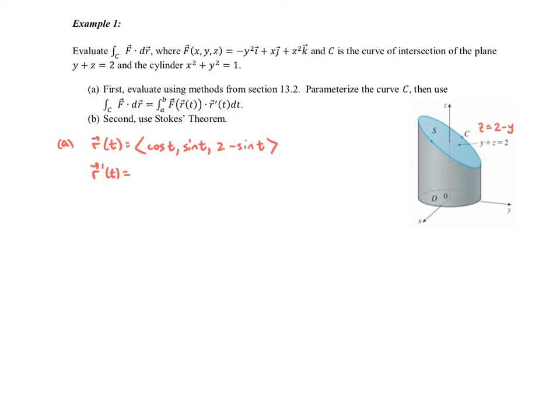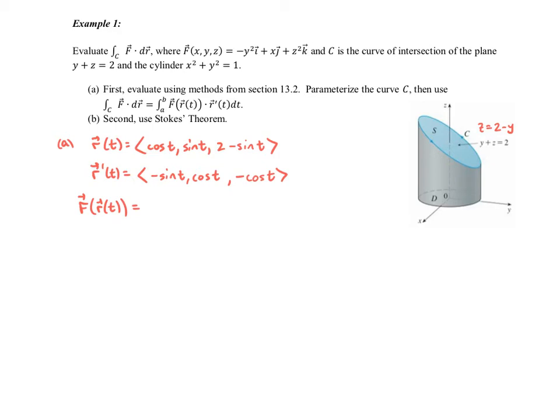So we take the derivative and we get negative sine t, cosine t, and negative cosine t. And so we have our r prime. Now what we need is our vector F in terms of r of t. So again, we've been doing this a fair bit in this chapter. So we're going to take our x value, which is cosine t, put it in for x, the middle term, take our y, put it in for y in the first component, and then take our z, put it into z for the last component.